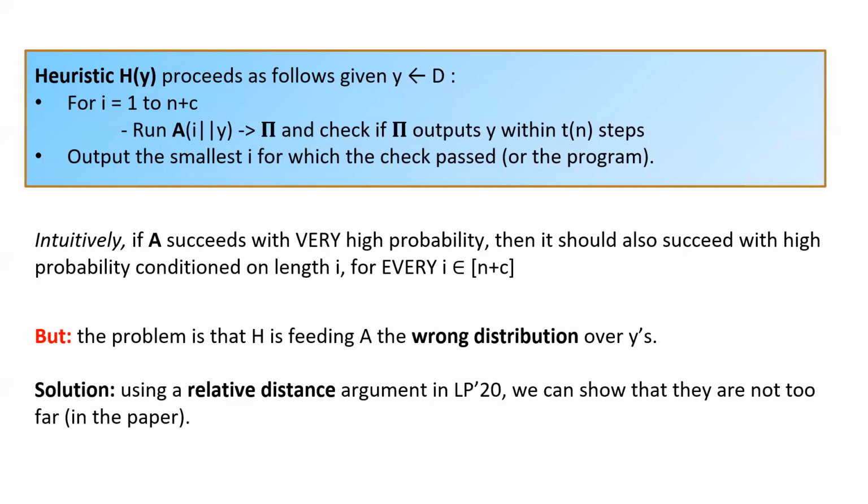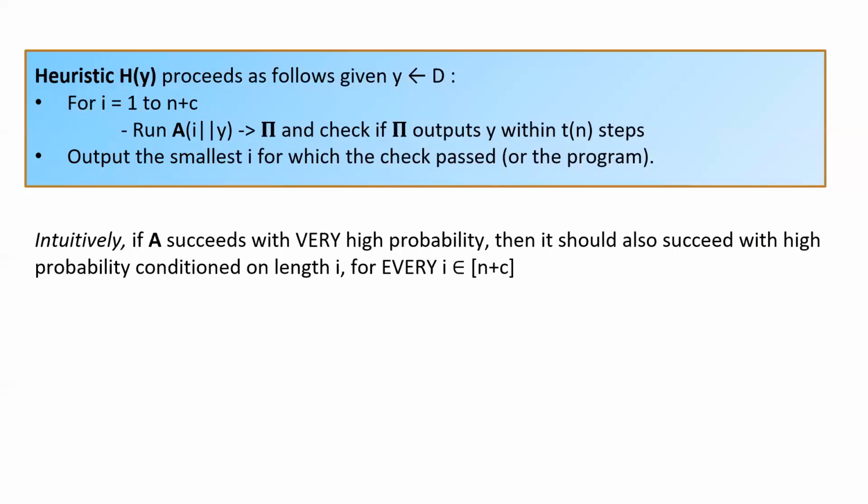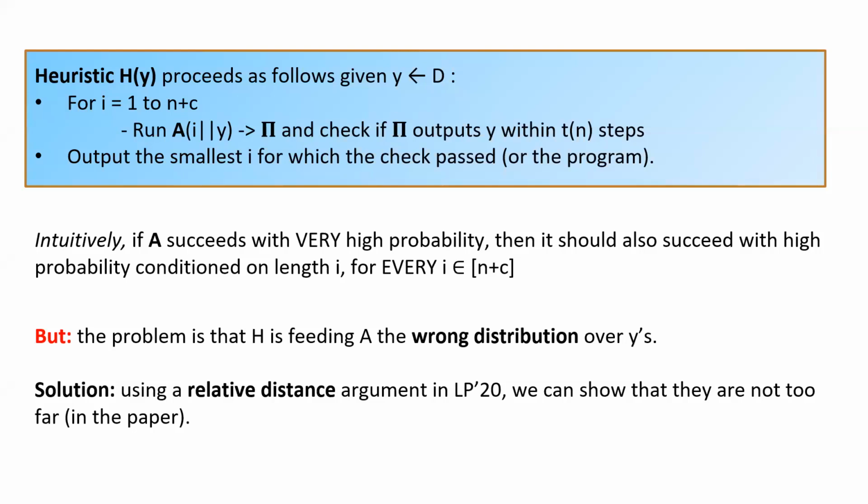But I would like to point out a serious issue here. Our heuristic algorithm H is feeding the inverter A the wrong distribution over Y's. Here Y is distributed over D, which is some sample distribution. However, this has nothing to do with D in our one-way function construction. This is usually a serious problem when you're trying to construct one-way functions. Our solution is to use a relative distance argument from LP20. We can show that the distributions are not too far away from each other, and our heuristic actually works. And we get an algorithm that computes KT with decent probability, which is a contradiction.